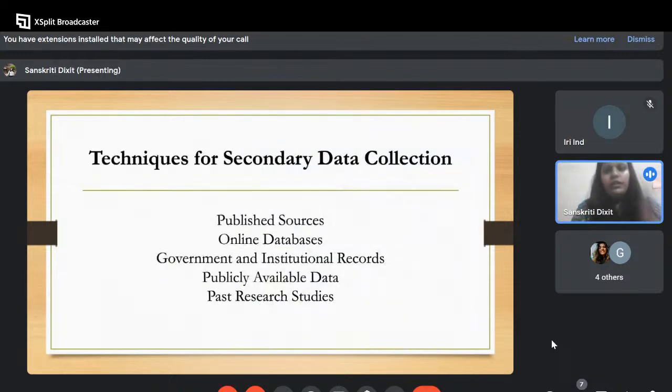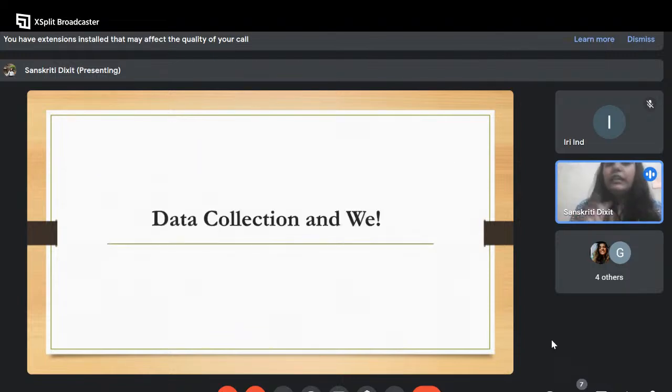So secondary data techniques are published sources, online databases, government and institutional records, publicly available data, past research studies, basically mostly everything that has already been done. And now data collection in archaeology. So let me help you understand this through an example.